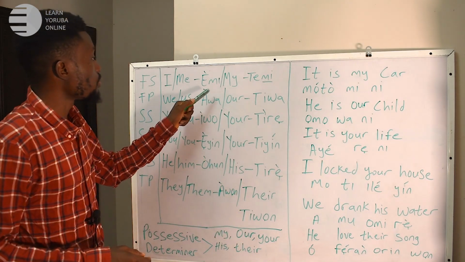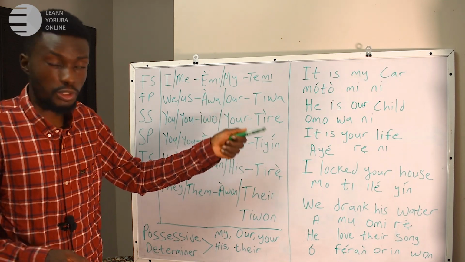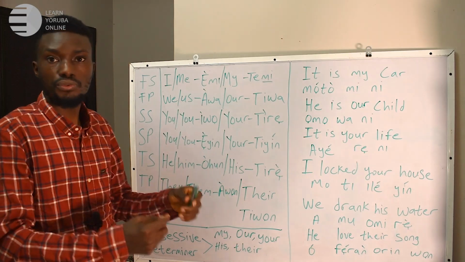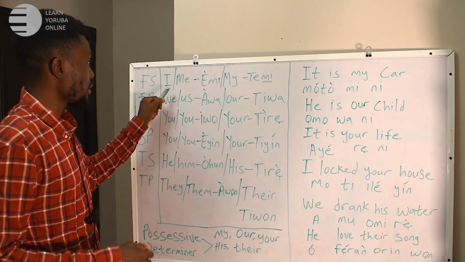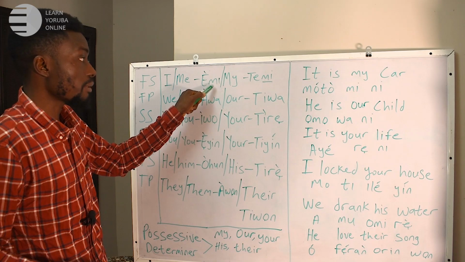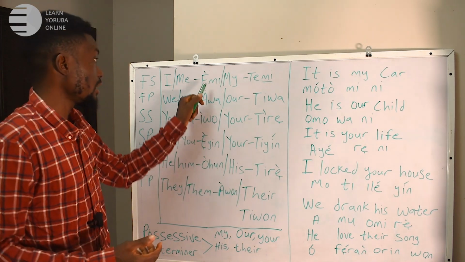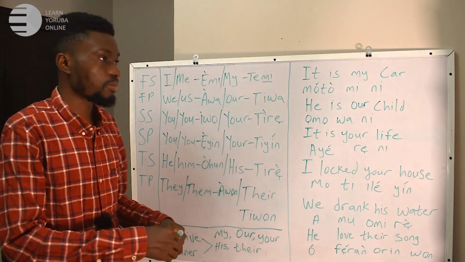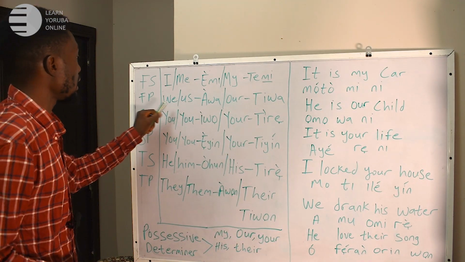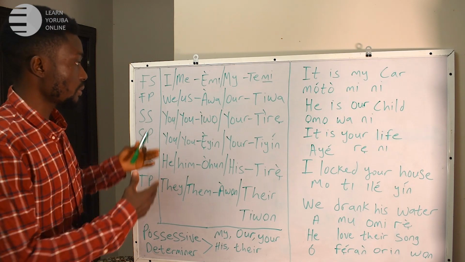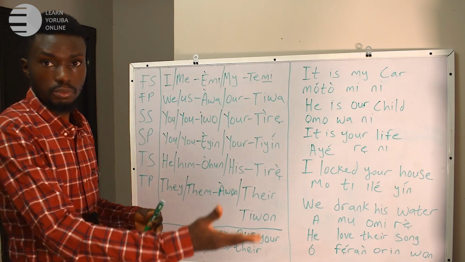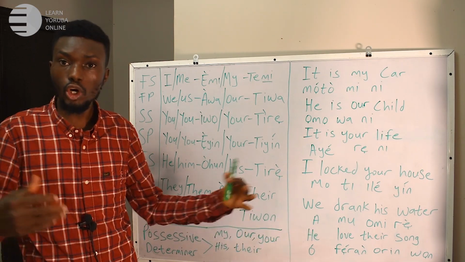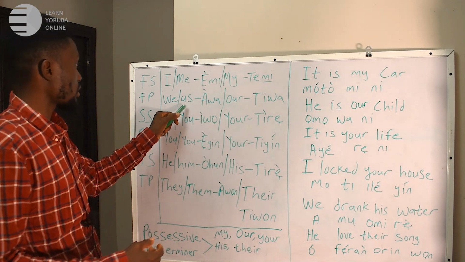So if you want to use it in the object position, it is me in English, like he gave me, but in Yoruba it is often mi. I in isolation is emi, me in isolation is emi. But if you want to use it in the subject position, emi becomes mo, and it becomes mi in the object position. And we also have the same with first person plural. We is the subject position in English, us is the object position. We came, we stopped, we loved. So those are in the subject position, but in the object position, we will turn to us.